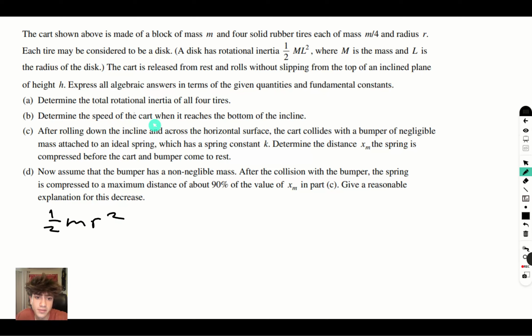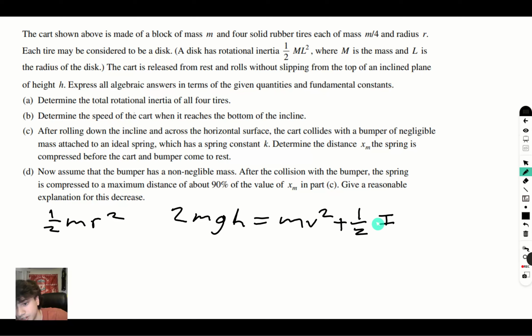B says determine the speed of the cart when it reaches the bottom of the incline. So we know we have mgh, or sorry, rather, the block is mass m and the 4 tires combined together are also mass m, so the mass of the entire thing will be 2m. 2mgh equals 1/2 mv squared, where m is the mass of the entire system, so it'll just be mv squared, plus 1/2 I omega squared.